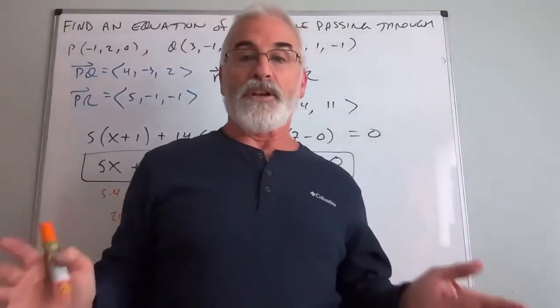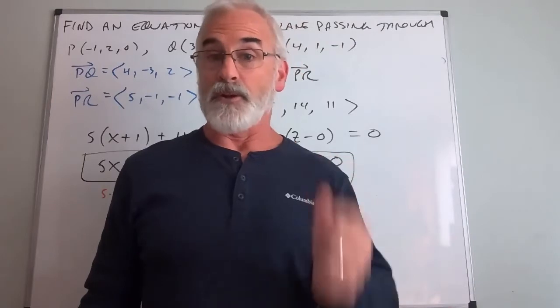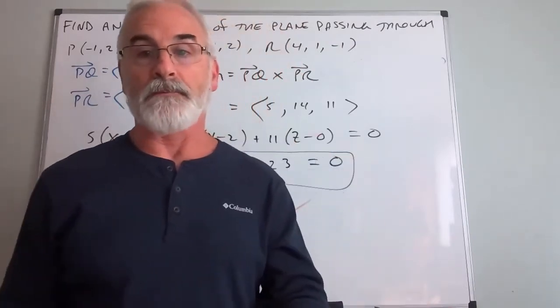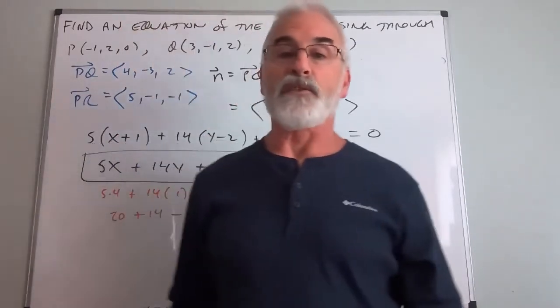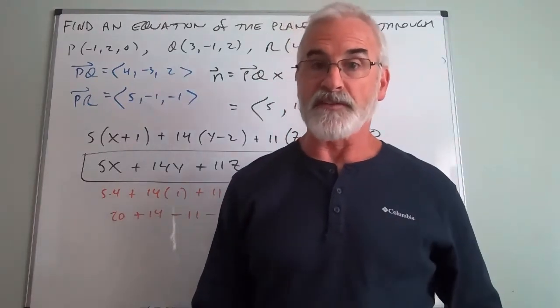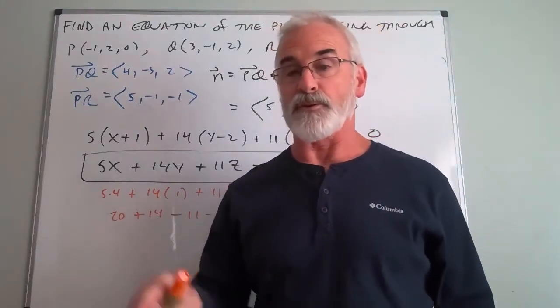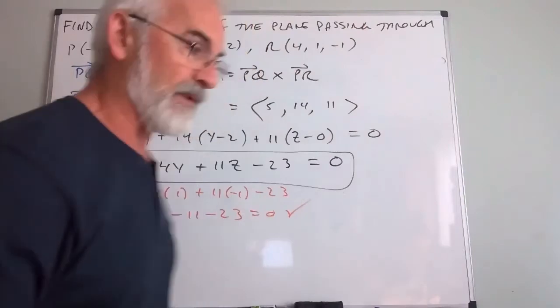So finding the equation of a plane is as simple as taking a normal vector and one point on the plane and then creating it. We didn't start with any vectors. We started with 3 points in space. We created 2 vectors. We took the cross product of those 2 vectors, and then we came up with this.